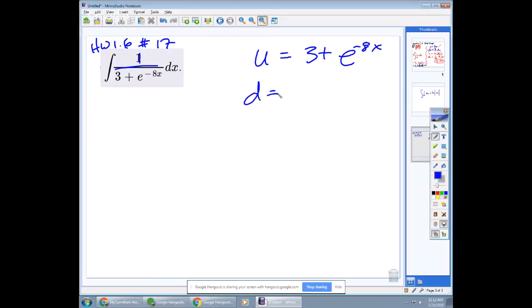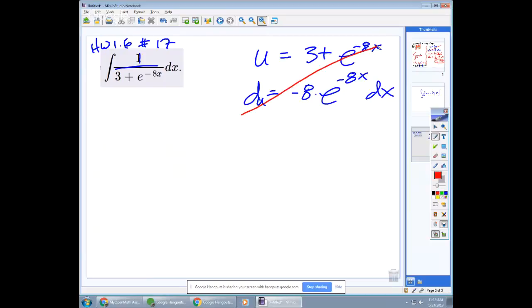du would be, the derivative of 3 is 0. Derivative of e to the negative 8x is e to the negative 8x times negative 8x. And problem. Problem is I don't see du sitting there. No. Okay. So that didn't work.